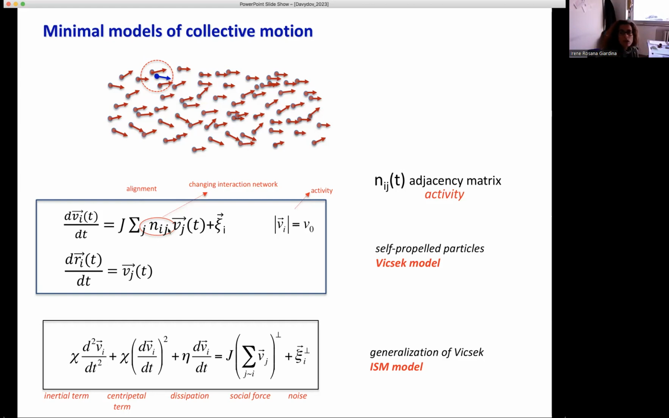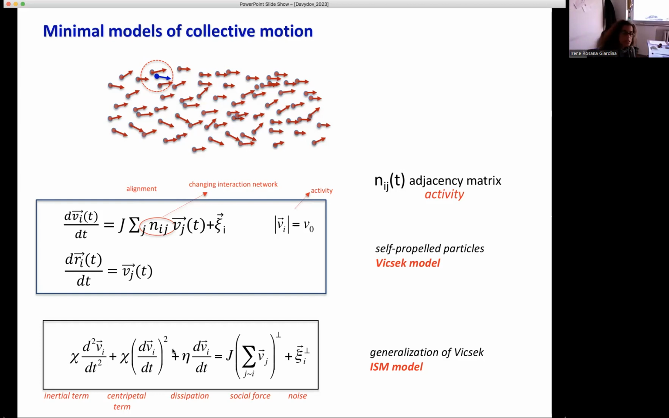Okay, so if you look at this equation here, this is exactly the same equation that you would write down for the Langevin dynamics of a classical ferromagnet. Okay, the difference is, again, what is the difference? That for a ferromagnet, this Nij is a fixed matrix. For a system of active particles, this changes in time. So this quantity here changes in time. So the network of interaction rearranges in time because individuals move.